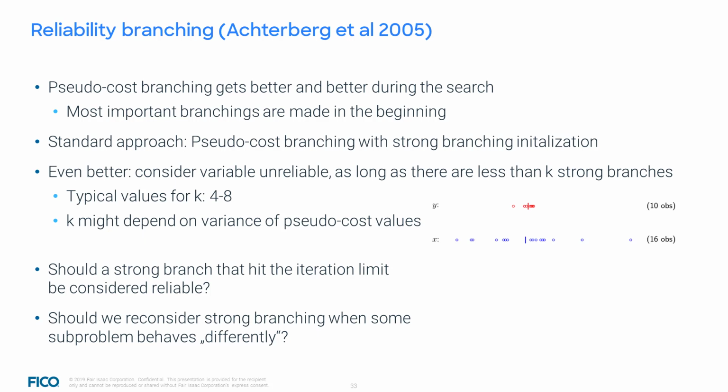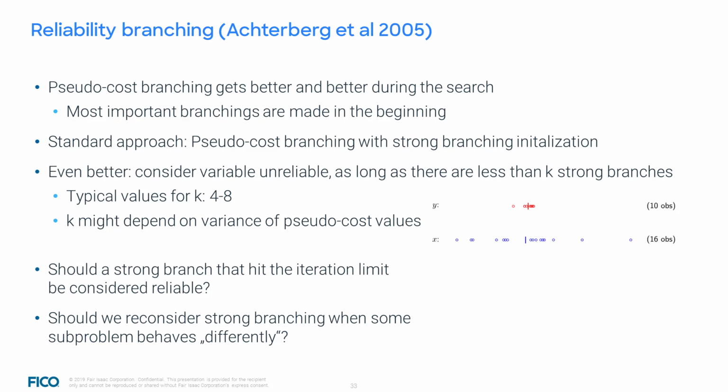Hence, the idea came up of combining pseudo-cost branching with strong branching. A typical strategy is to use strong branching instead of pseudo-costs when you never branched or strong branched on a variable before. Of course, the values given by strong branching can be treated as if they were past branching observations, hence used to initialize pseudo-costs. It was in 2005 that researchers discovered that it's computationally even better to do strong branching more than once per variable. In other words, a variable is considered unreliable as long as there have been less than k strong branches on it, where typical values for k are something between 4 and 8.